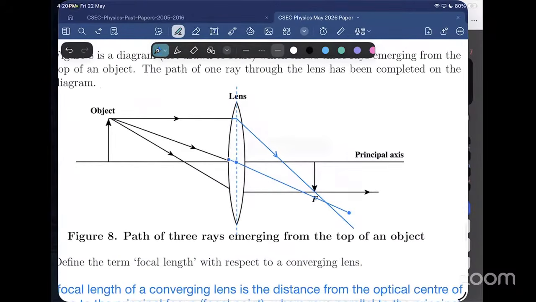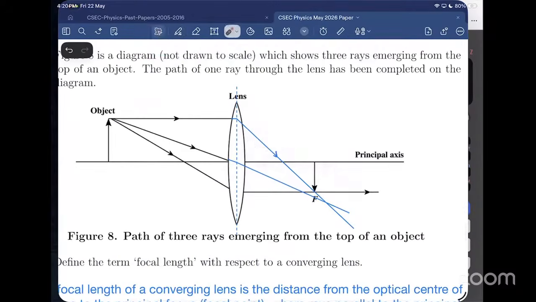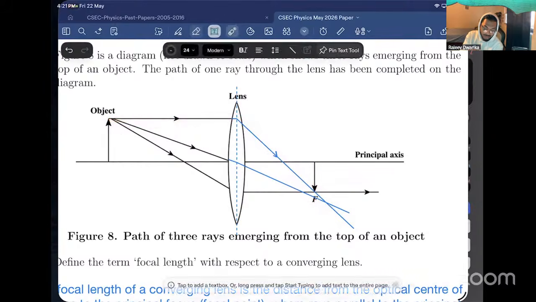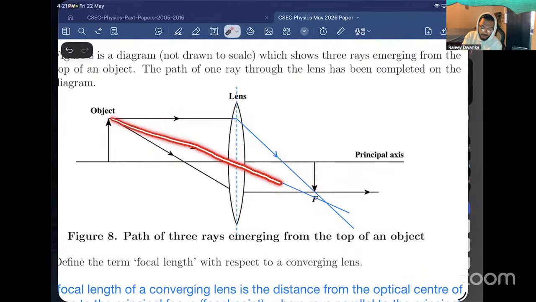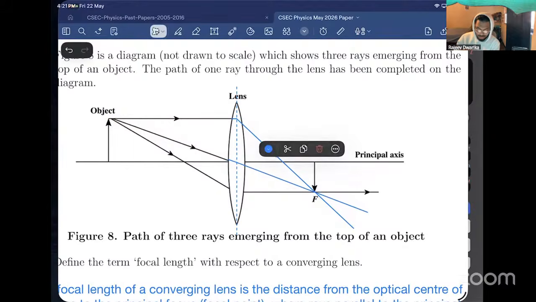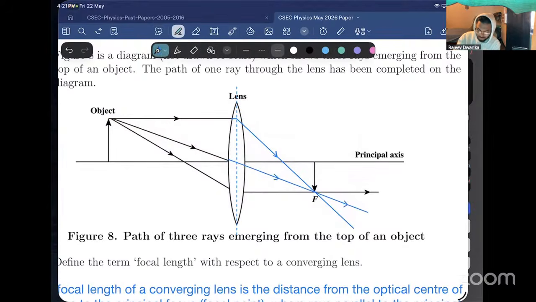When you complete any diagram, look at the rules, right? You draw a ray of light parallel to the principal axis, and after it passes through the lens, it converges to the focal point. That's the first rule. The other rule is that a ray of light that passes through the optical center goes straight through undeviated. If you draw it perfectly, it's supposed to look like this.